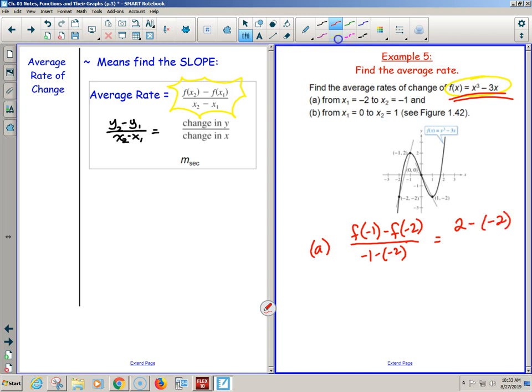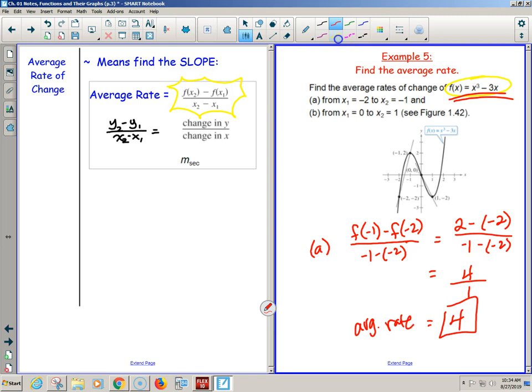So if you have the graph, yeah, it's awesome. Go find your y values. Plug it in, plug it in. But if you don't have the graph, you are not destitute of options. The slope is the same thing as the average rate.